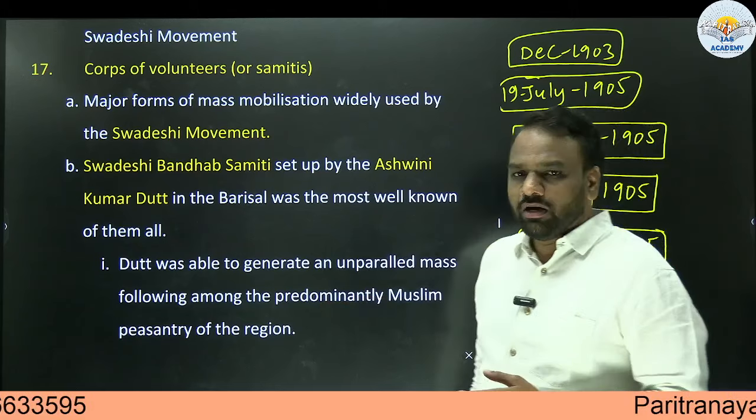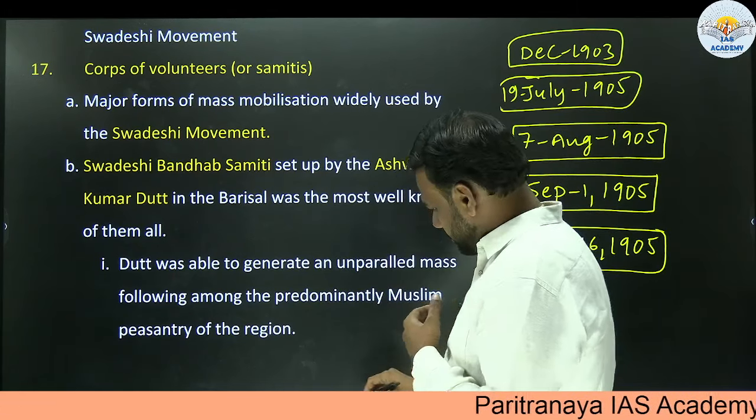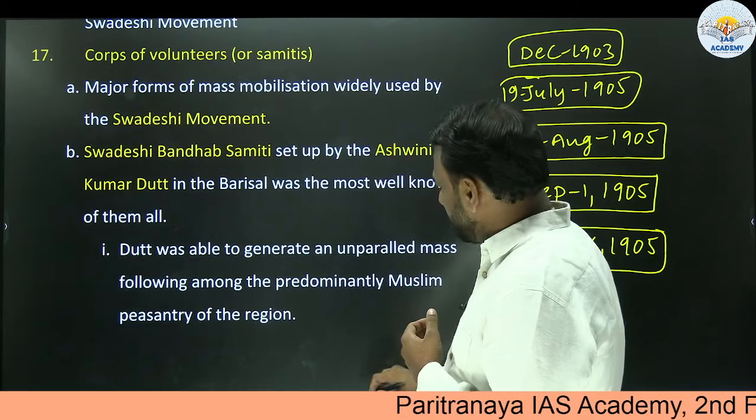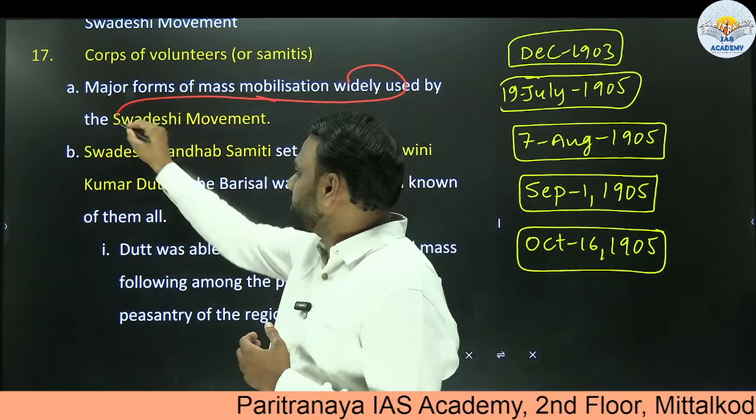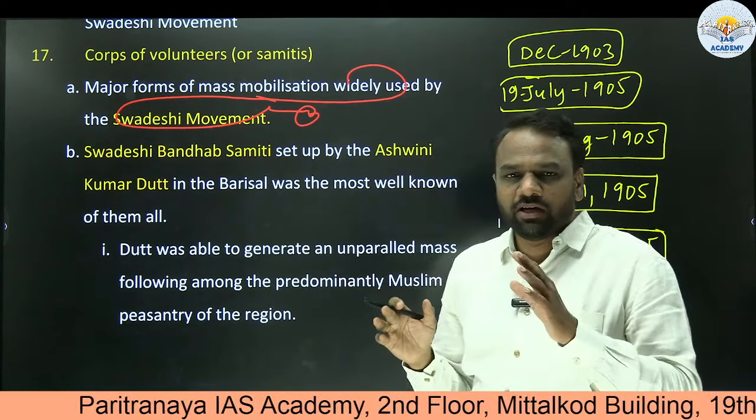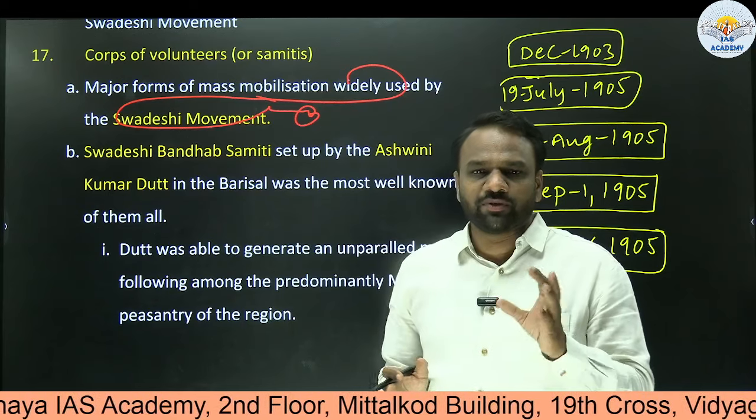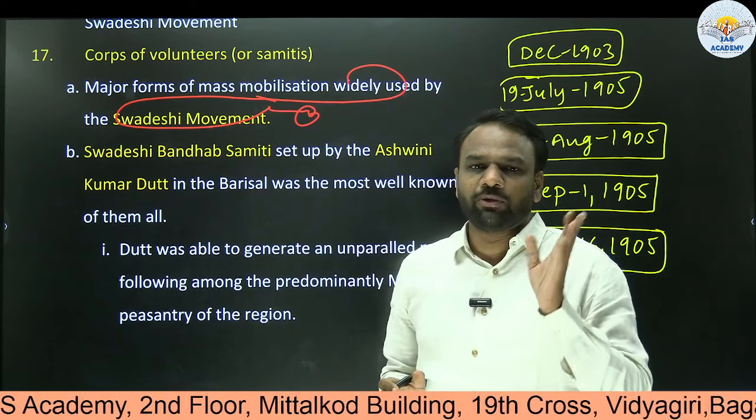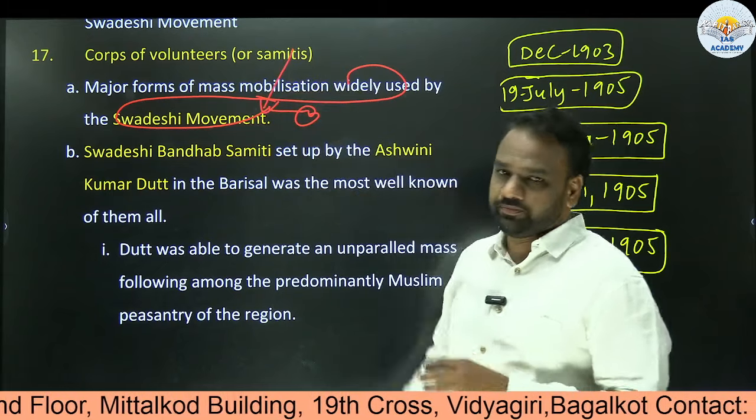Next, a few of the other developments, facts or events which are important. Corps of volunteers or samitis were major forms of mass mobilization widely used by the Swadeshi movement. The only point we have to remember here is that UPSC, in order to confuse us, may make a statement like this: corps of volunteers were associated with the civil disobedience movement. That will be wrong. We should know that it is associated with the Swadeshi movement.